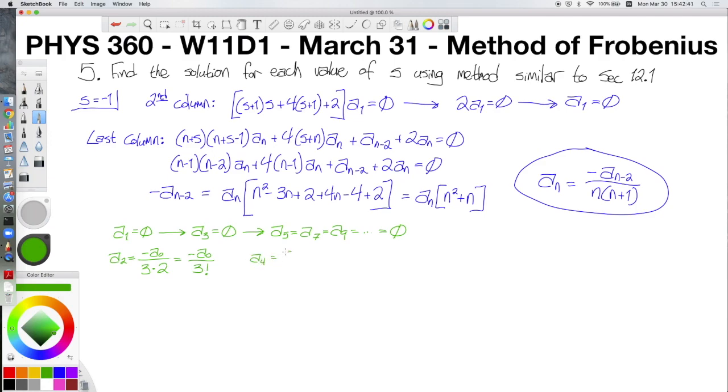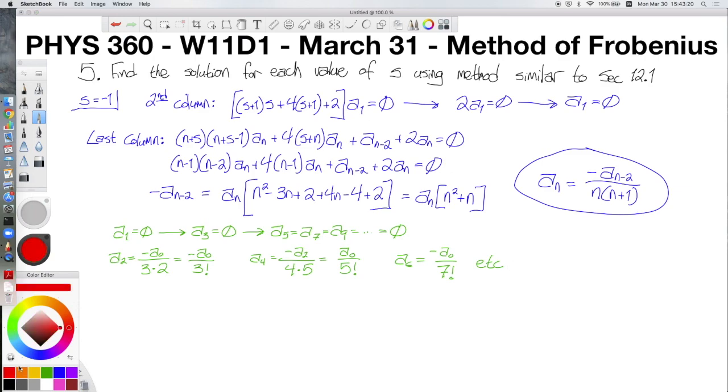a4, on the other hand, is negative a2 divided by 4 times 5, n times n plus 1. And we can plug in our value for a2 that we just found in this previous step to see that we get a0 over 5 factorial. Following the same pattern along for a6, we get negative a0 over 7 factorial, and so on.